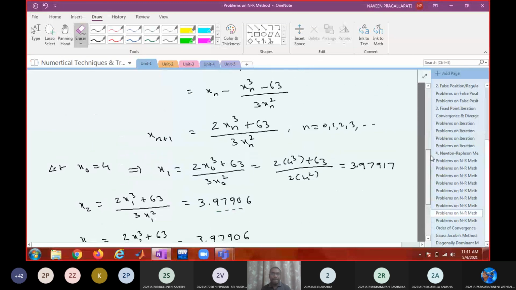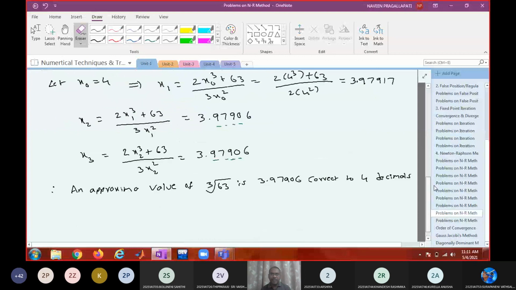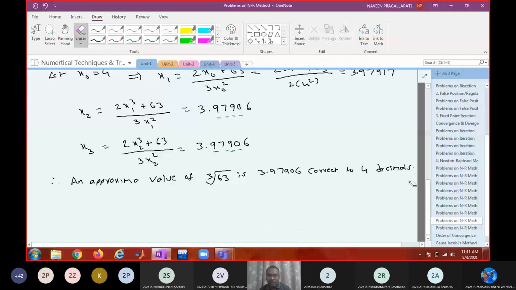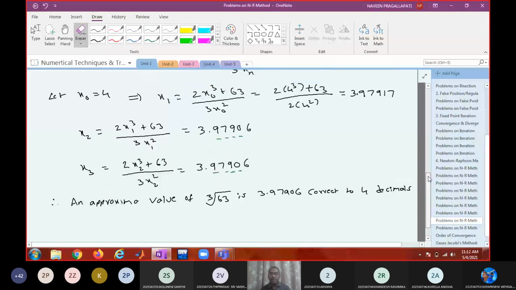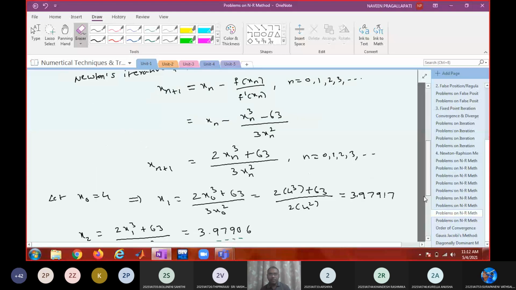Is that okay? So shall I conclude the Newton-Raphson method, or do you want to do one more problem? Shall I give some problems as homework for practice? Is that fine? Yes, sir. Okay, right. Fine.